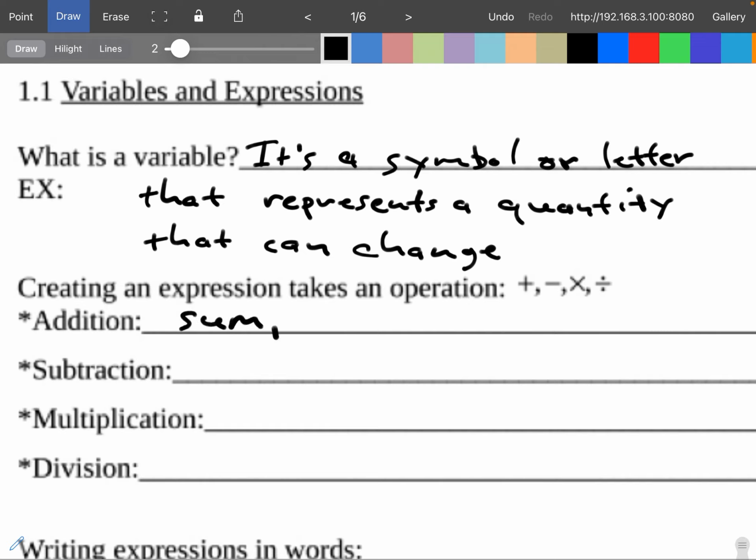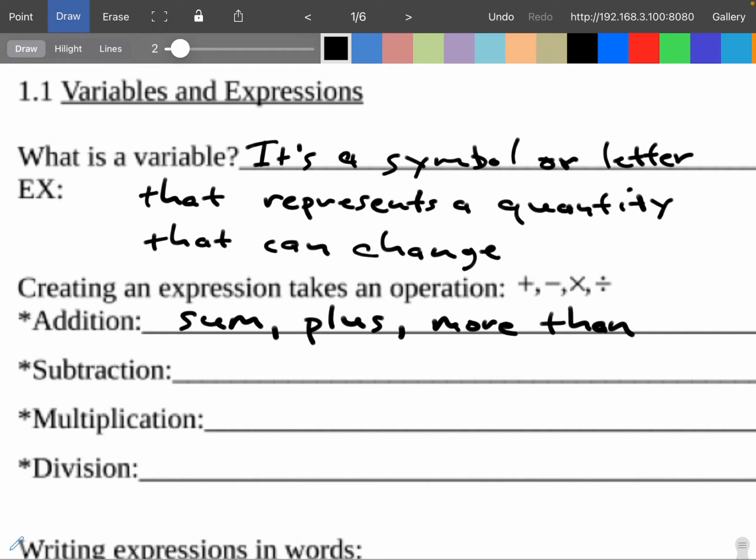What else? Plus, like 3 plus x. So it could be plus. And a lot of times they'll use it for like more than. And you guys able to see that and read that okay?